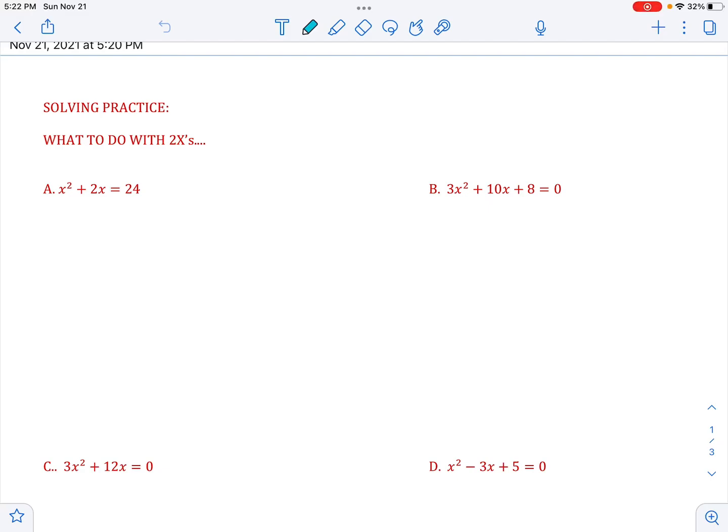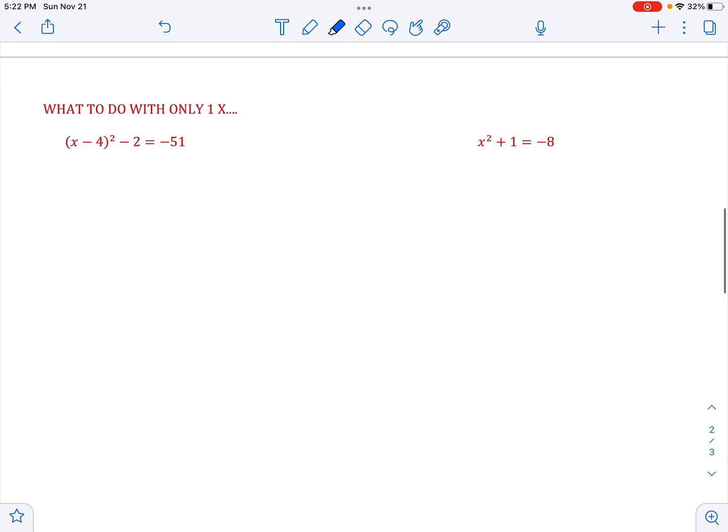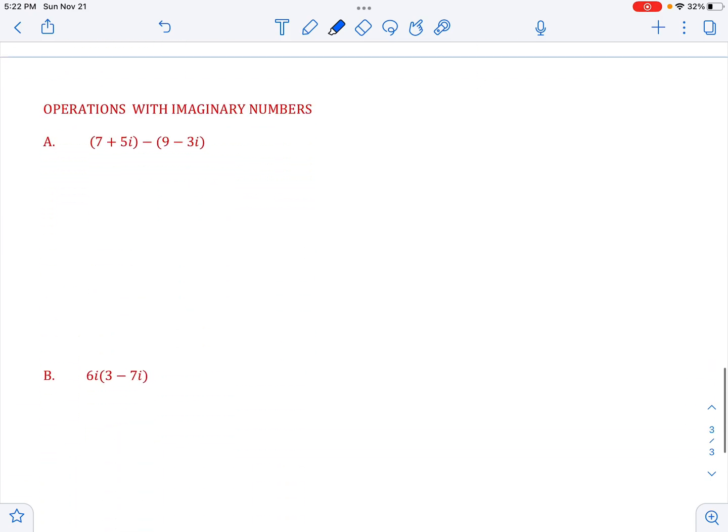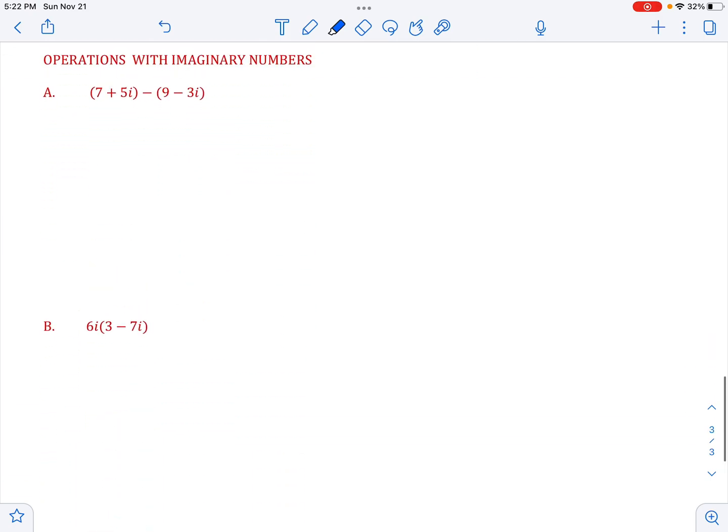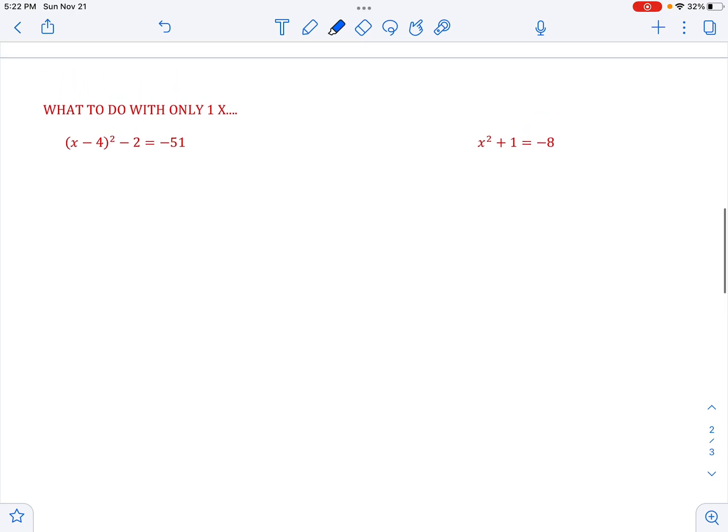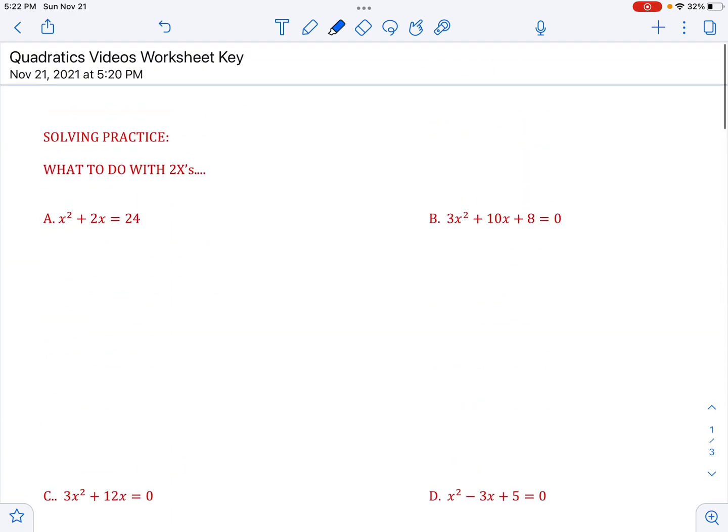Hi, so this is going to be a video about how to solve quadratics, primarily when they have two x's. I made this giant worksheet with only one x and then some imaginary numbers as well. So if you feel like the video isn't for you, I'm going to make three separate videos, one for operations, one for 1x, and one for 2x's. So find the video that meets your needs. Right now I'm going to do the one with 2x's.